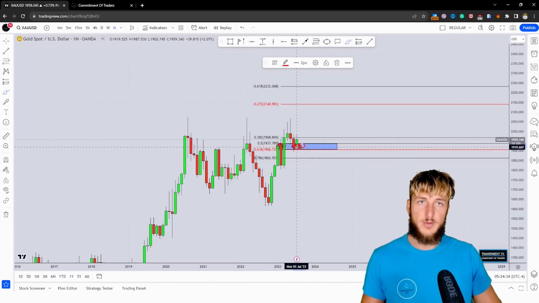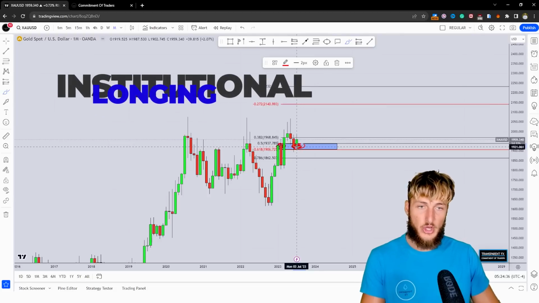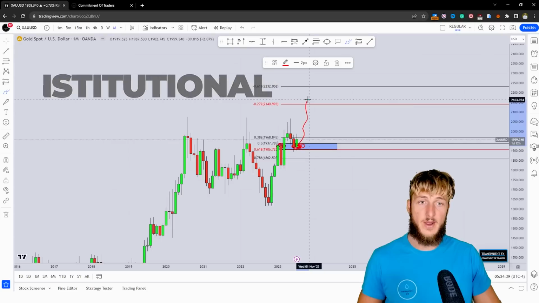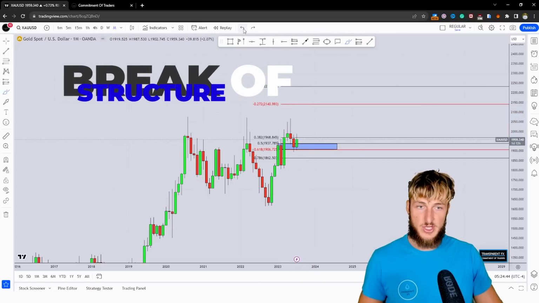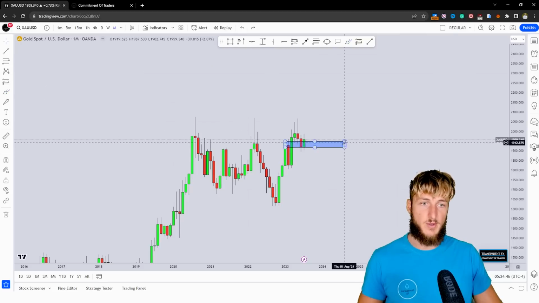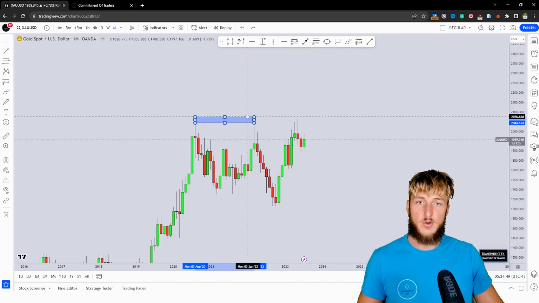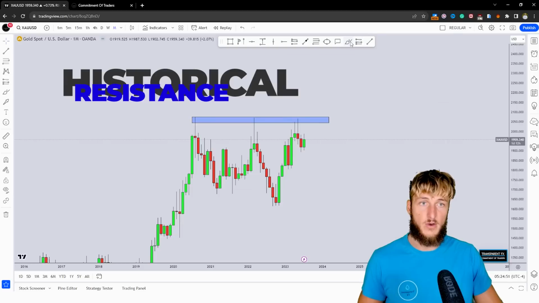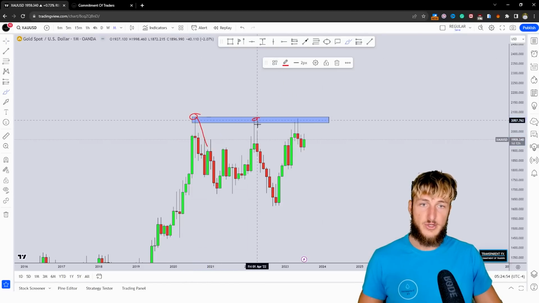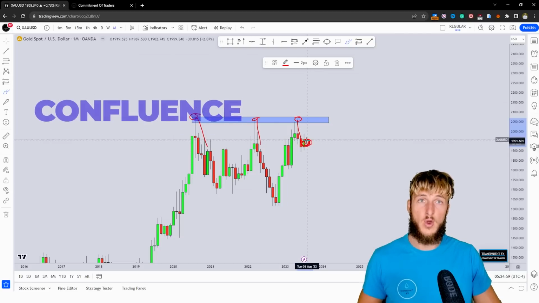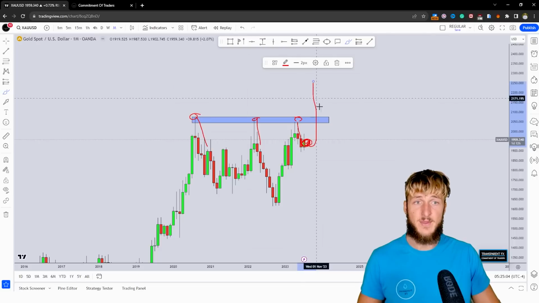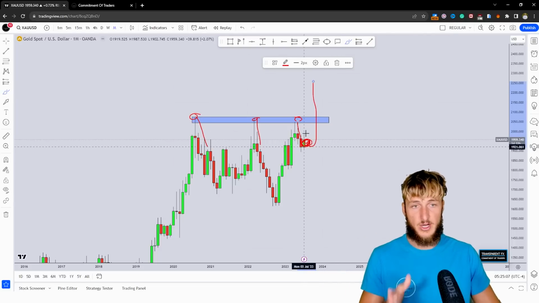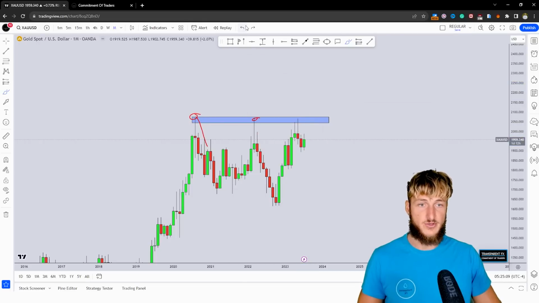This means that we have good probability of seeing more institutional longing inside of this confluence of support area that could make this market push, breaking above this previous high. It is also important to keep in mind that if we look left, this is a quite important historical level of resistance. From here, multiple rejections to the downside were created. However, now that the market is inside of a strong confluence of support, if we start to see more institutional longing inside of this area, that could give the strength to this market to actually break above this resistance.